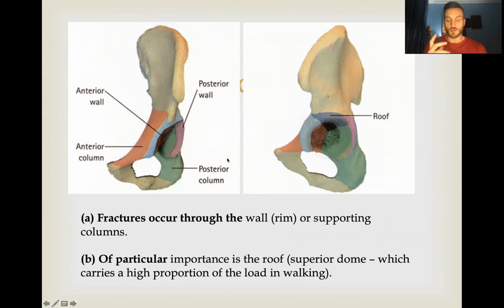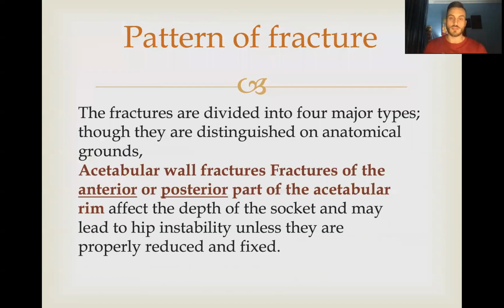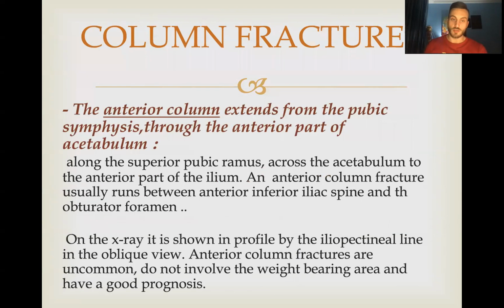Why should we know this? Because in the classification of the fractures, we will see that there is more like this classification. So the acetabular wall fractures of the anterior and posterior part of the acetabular rim affect the depth of the socket. That's why it will affect the movement of the head of the femur, which is the ball and socket.